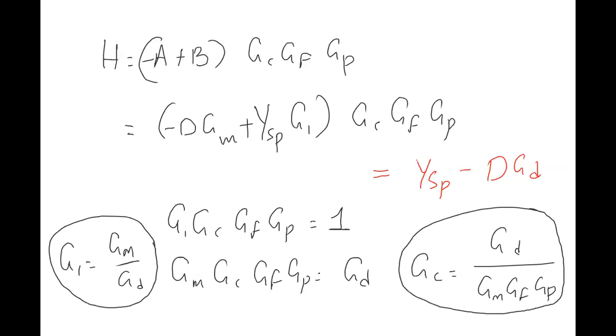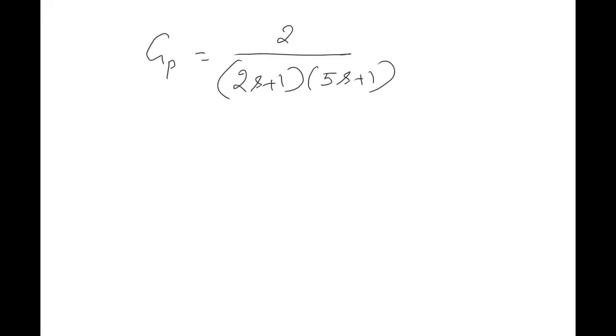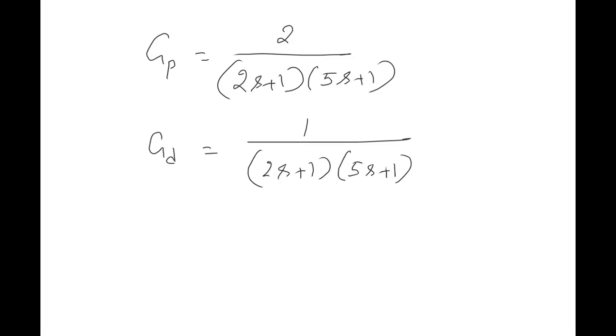Write this problem. The process and disturbance transfer functions for a system are given by Gp of s equal to 2 by (2s plus 1)(5s plus 1), Gd equal to 1 by (2s plus 1)(5s plus 1).